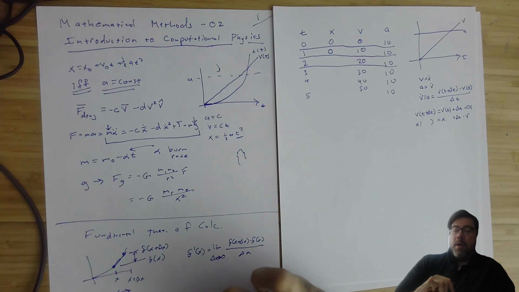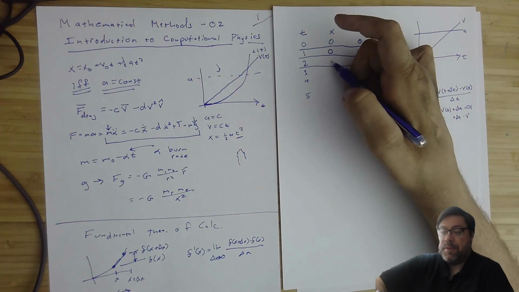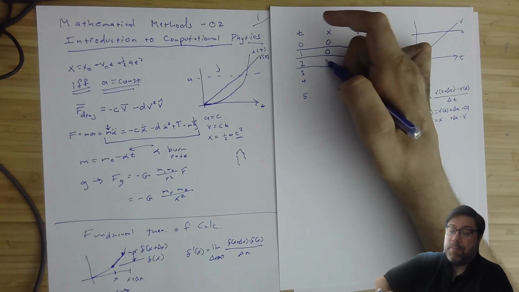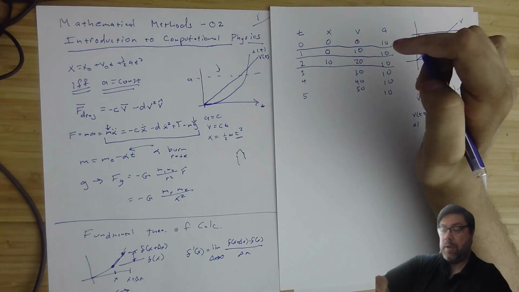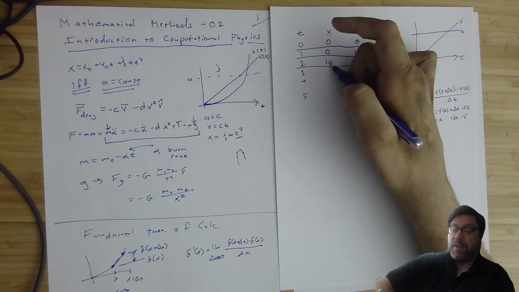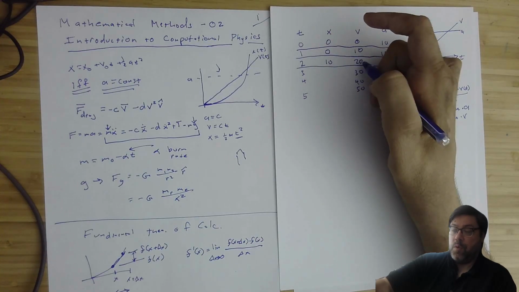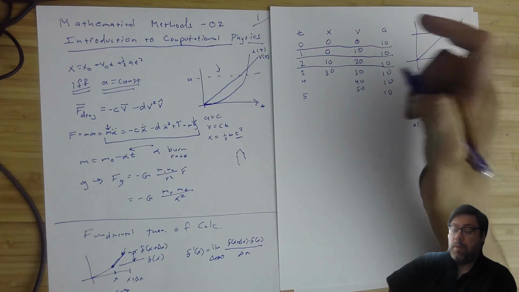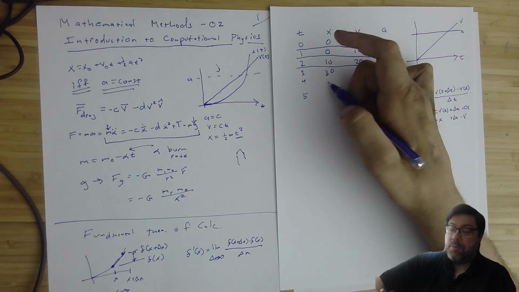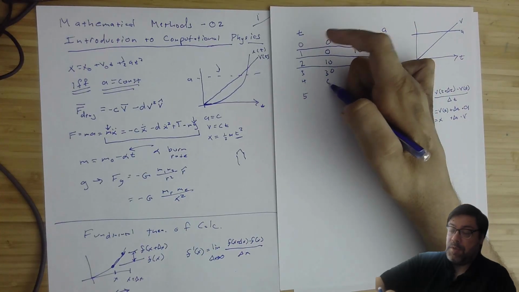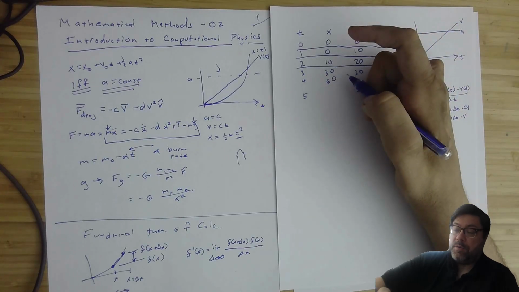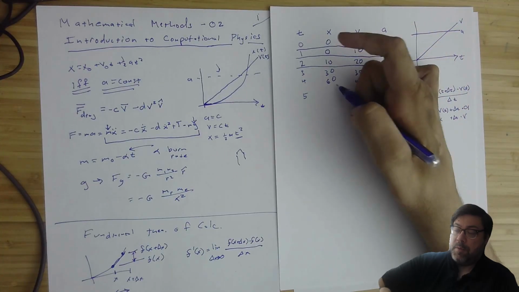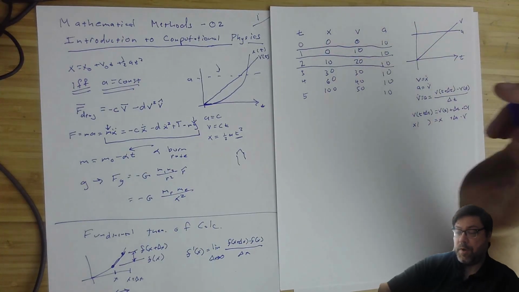Okay. What's our next position? Our next position is our old position, which is 0 still, plus the velocity times t, which is going to be 10. What's our next one? Our next one is going to be 10 plus the old one, which is 20. So this is going to be 30. And the next one is going to be 30 plus 30, which is going to be 60. And the next one is going to be 60 plus 40, which is going to be 100, right?